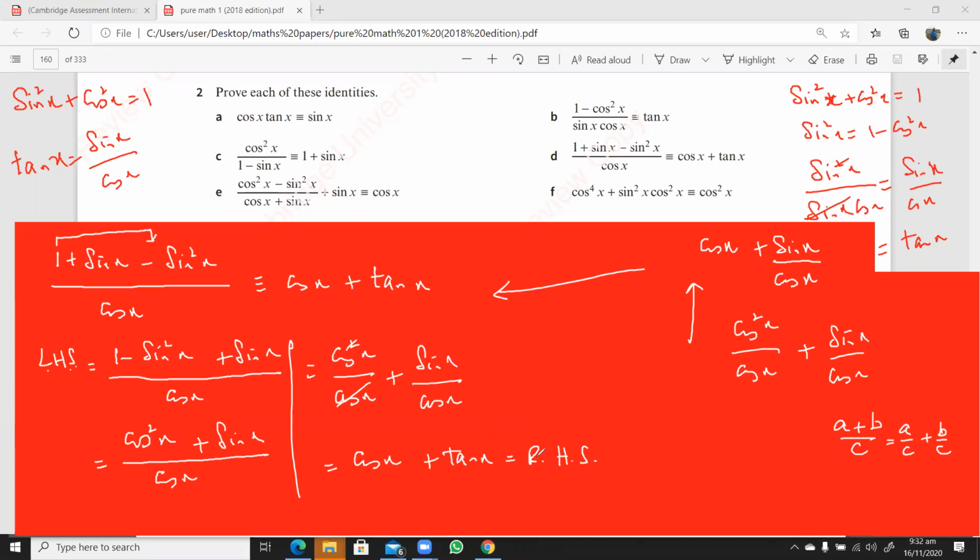Sir, cos square x कहाँ से आया? Look at this, 1 minus sine square x is cos square x, because we're using this identity. Look at this identity I've written here: sine square x plus cos square x, that is 1. And from this you can write sine square x is 1 minus cos square x. And if you need cos square x, that will be 1 minus sine square x. Okay, sir, I get it.